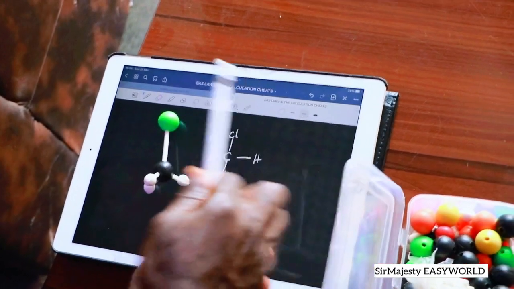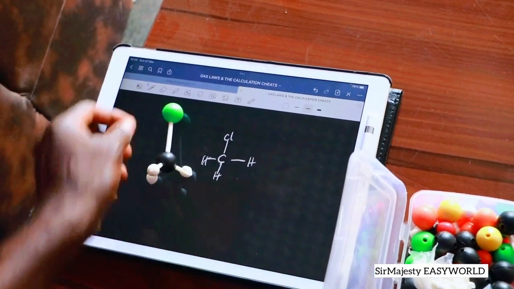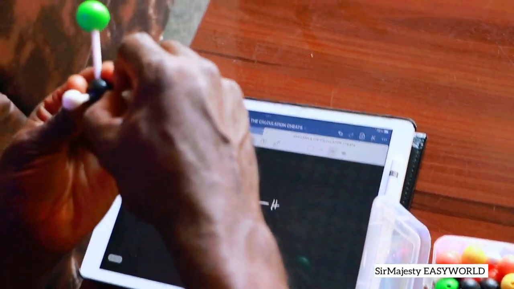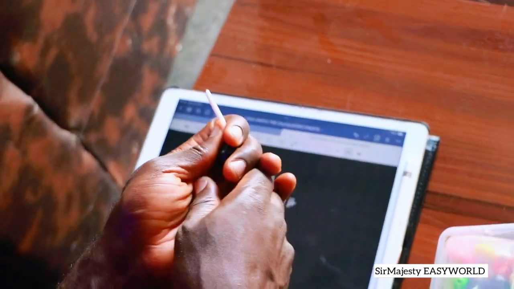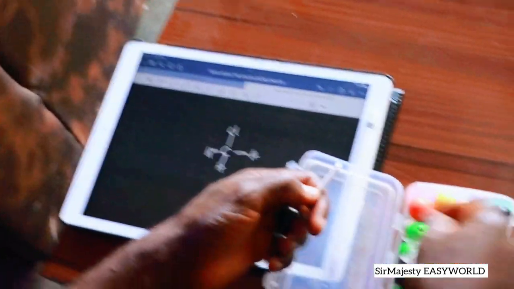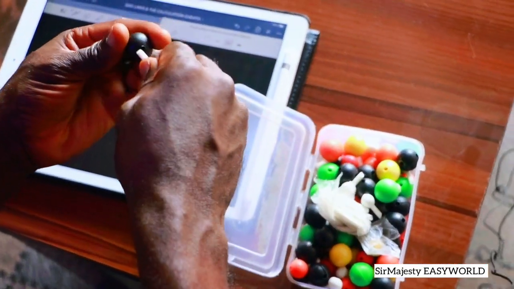Now let's advance a bit. I won't be using hydrogen again this time. Let me use only the stick and then the ball as far as carbon is concerned.